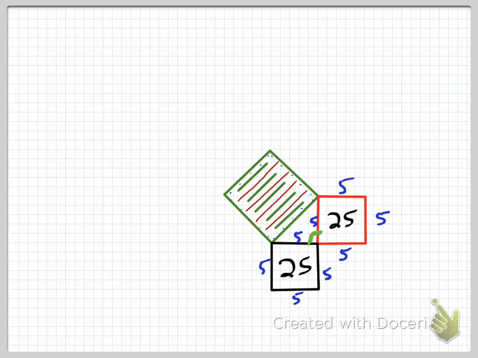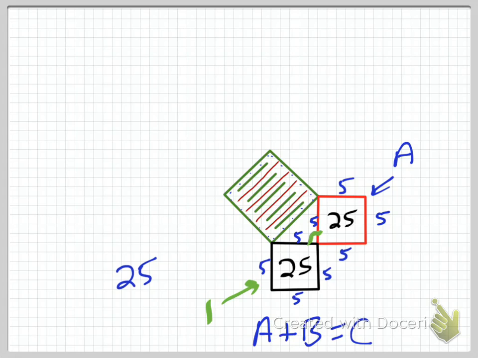So based on his theorem, A plus B equals C. So the area of A, let's call this one A, is 25. And the area of B, let's call this one B, is 25. So if we add those together, we should get the area of this one, C, which is 50. Now, you can actually check it out, or you can take my word for it, but if you count every square in there, you get 50 squares.